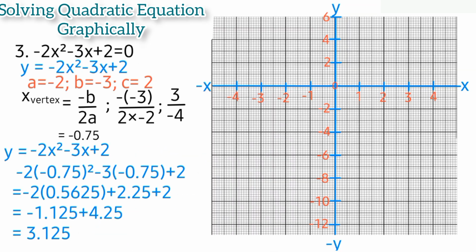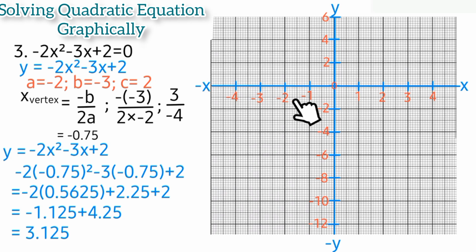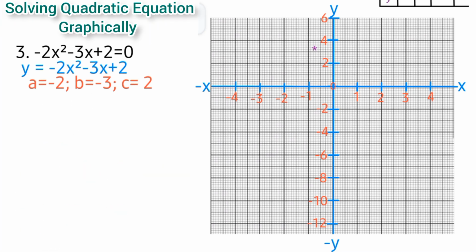Now let's trace this on our graph. On the x-axis 1 cm represents 1, on the y-axis 1 cm represents 2. When x value is minus 0.75, y value is 3.125. Let's draw the line of symmetry. So this is our line of symmetry based on the vertex.